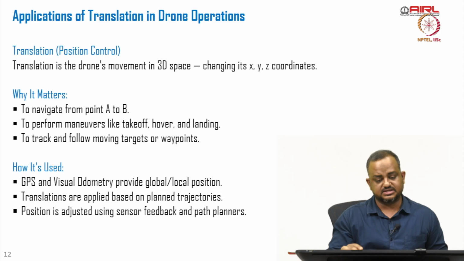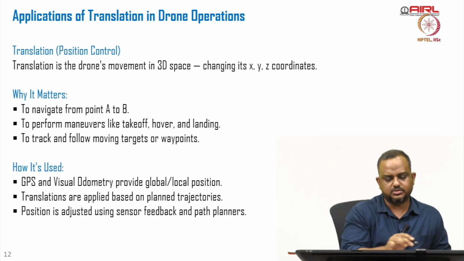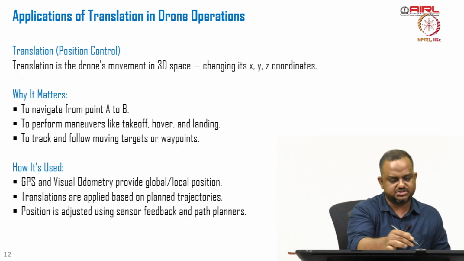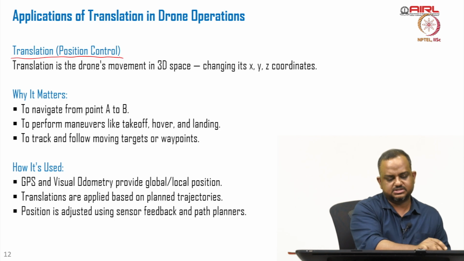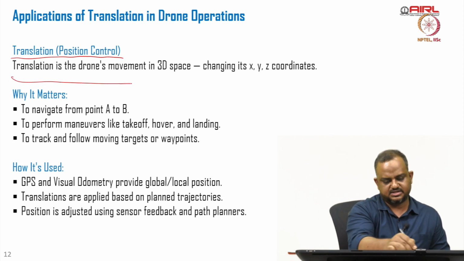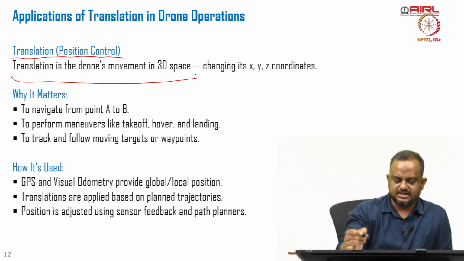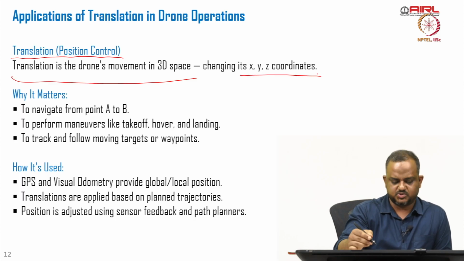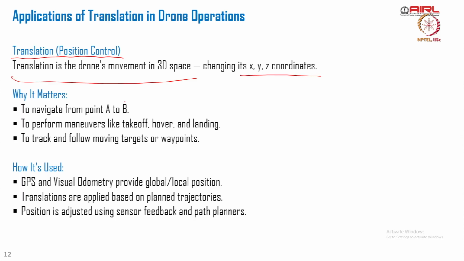Then applications of translation in drone operations. To change the position, translation is required. Translation is the drone's movement in 3D space. It can be done by changing the coordinates x, y, z. Why does it matter? To navigate from point A, the drone is here at point A. So this is point A. It needs to fly to some other point B. For that you might need translation.